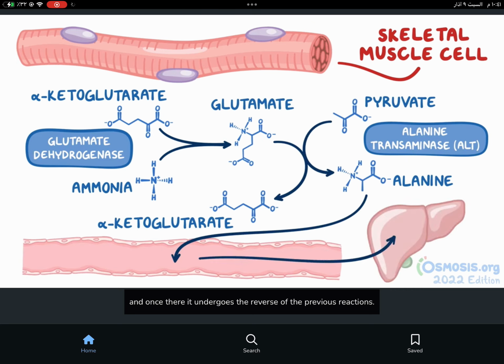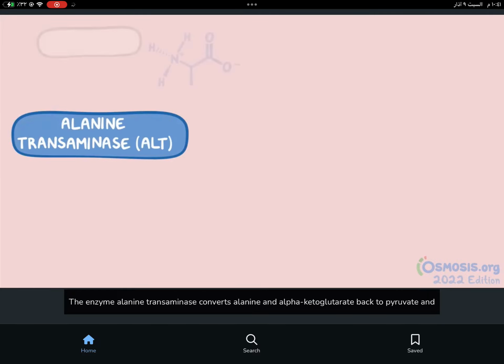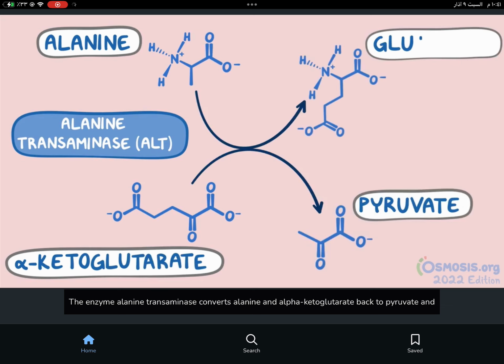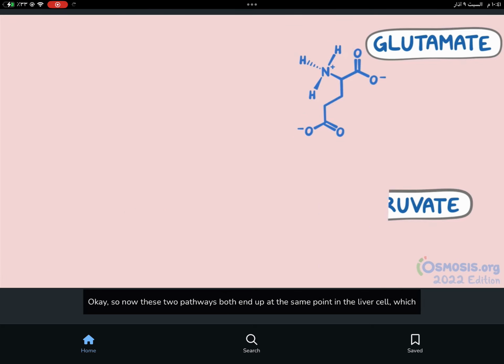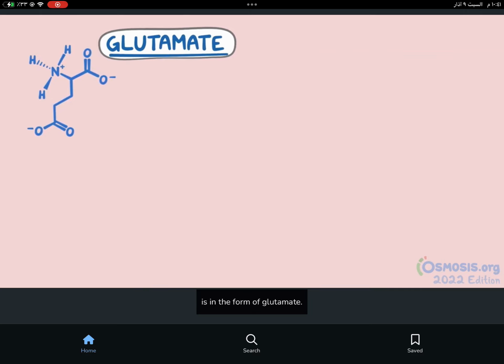And once there, it undergoes the reverse of the previous reactions. The enzyme alanine transaminase converts alanine and alpha-ketoglutarate back into pyruvate and glutamate. At this point, the ammonia is now part of glutamate once again. Okay, so these two pathways both end up at the same point in the liver cell in the form of glutamate. From there, glutamate has two possible outcomes.